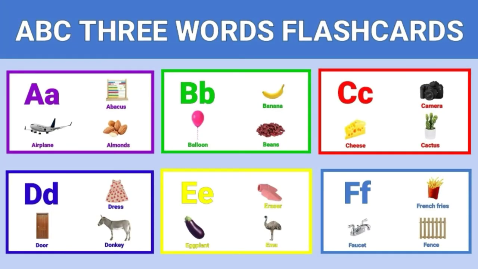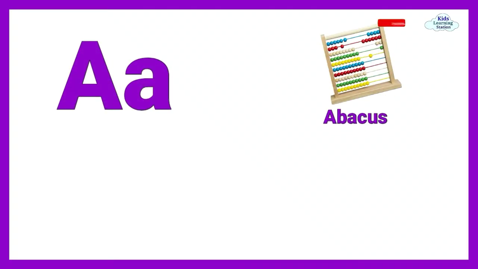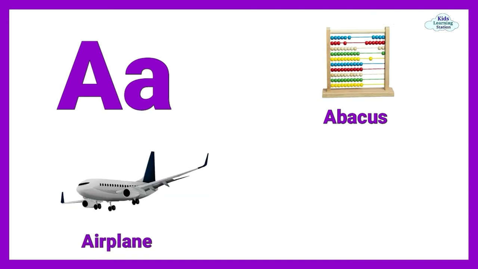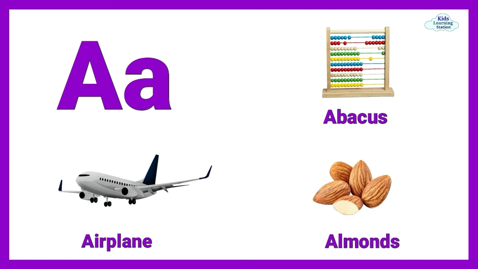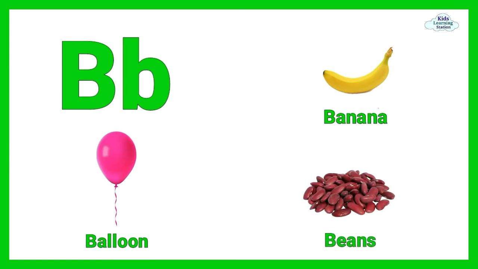ABC, three words, flashcards. A is for abacus, abacus. Airplane. Almonds. B is for banana. Balloon. Beans.